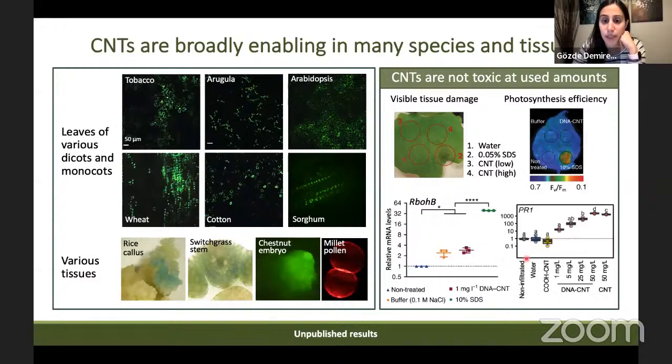And we have also done some RNA sequencing results that I won't be able to share today given the time restrictions, but we were able to determine this PR1, pathogen response 1 gene, as a marker to look at the carbon nanotube toxicity. And we could see that this toxicity depends on the concentration of the DNA carbon nanotubes we use. At low concentration, for typical experiments, we would use 1 milligrams per liter. The toxicity is low, comparable again with water infiltration. But as we go higher concentrations, its toxicity is also increasing. So that's something to keep in mind when we are using higher amounts.